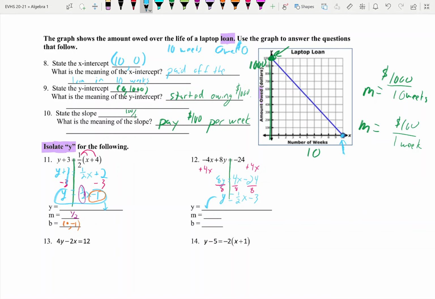And again, that is what goes on that line. Once again, the slope is the coefficient of x, so again we have 1/2. And our y-intercept is the number on the end, 0, -3.